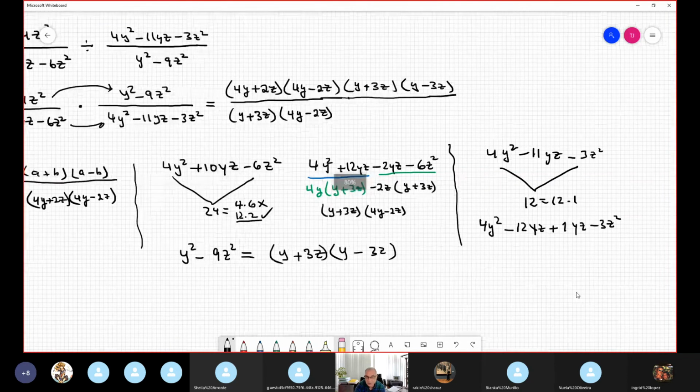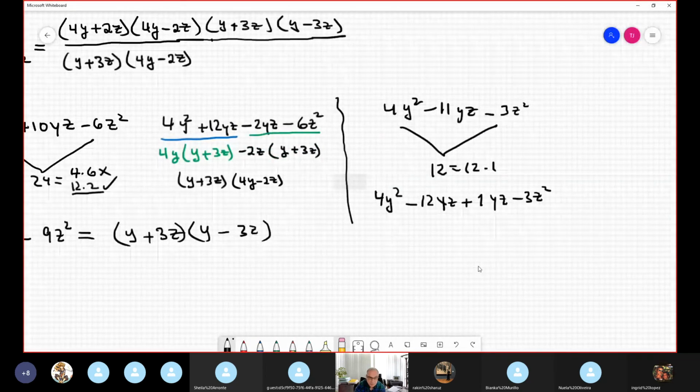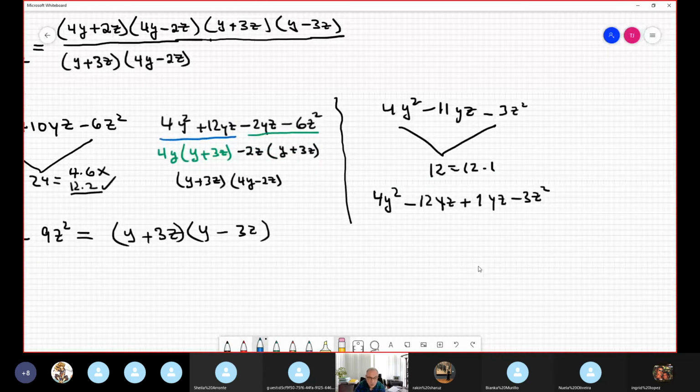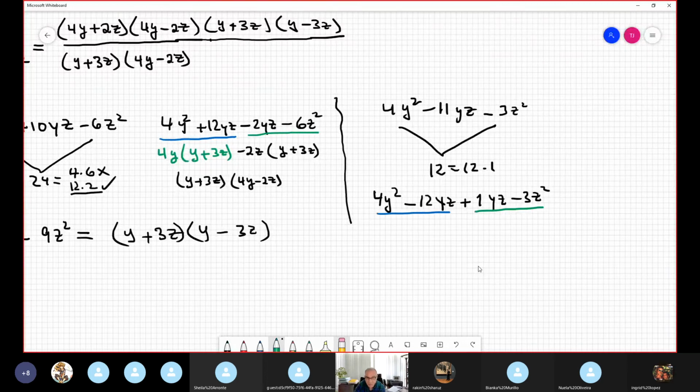Now, factorization by grouping. The classical factorization by grouping. Blue and green. It's the color that we're using always for this job. Okay, the GCF in the first couple is 4y, y minus 3z. The gray common factor in the second couple is z. Just z. We have y minus 3z. Nice.